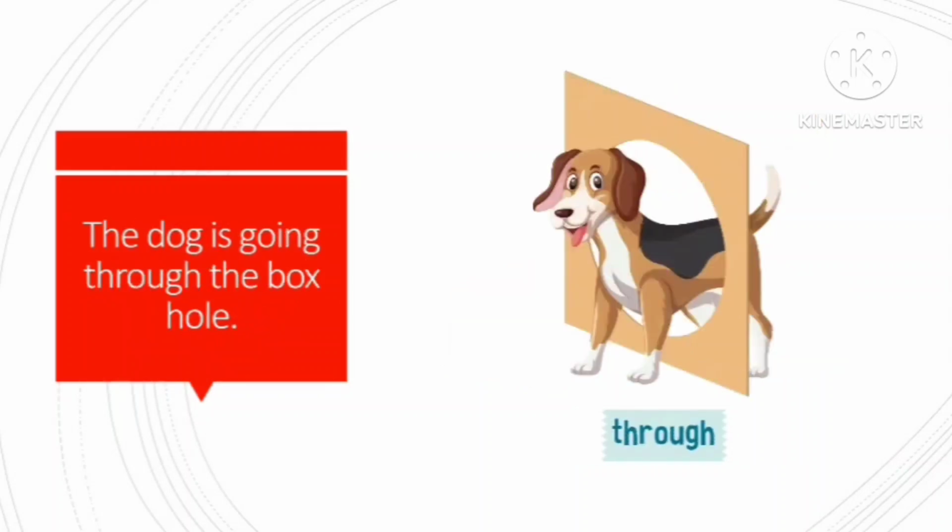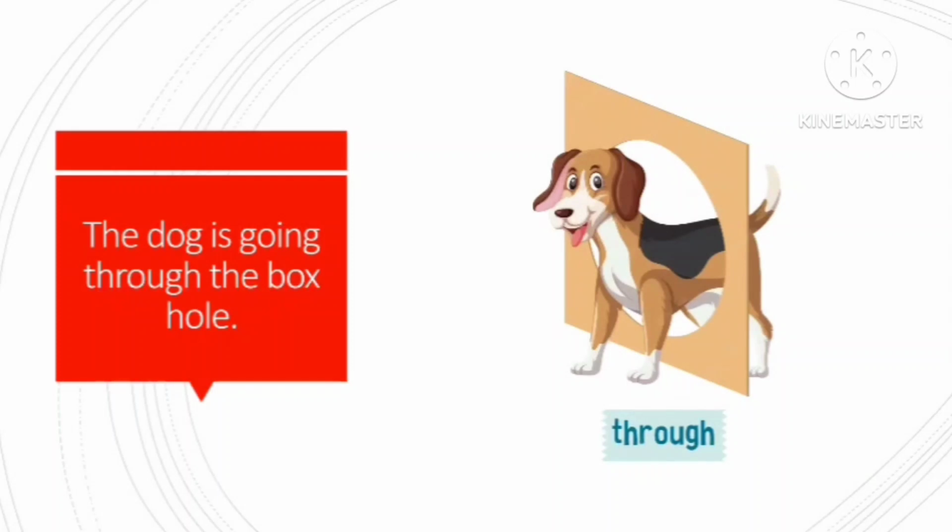Number 5. Through. Through is used when something is moving from beginning to end. For example, the dog is going across the box. I looked through the window. He went through the security gate.